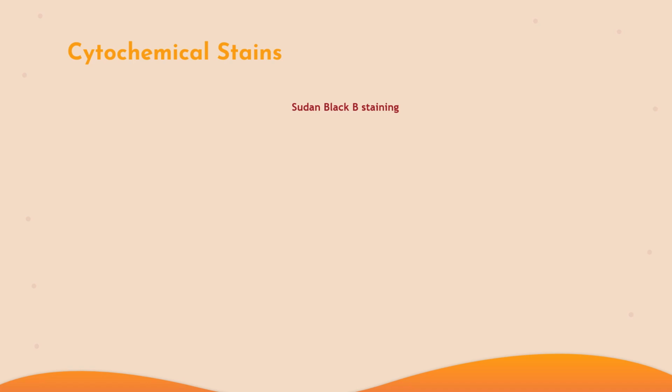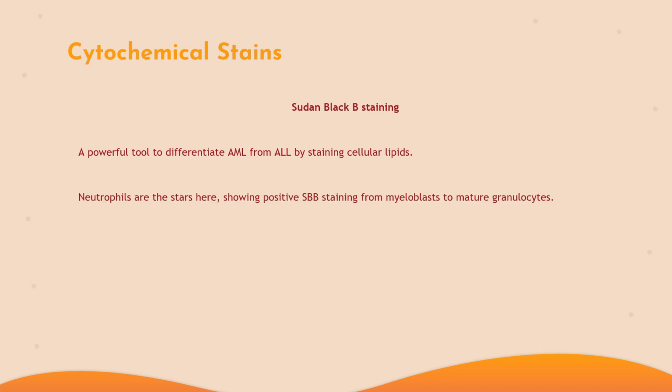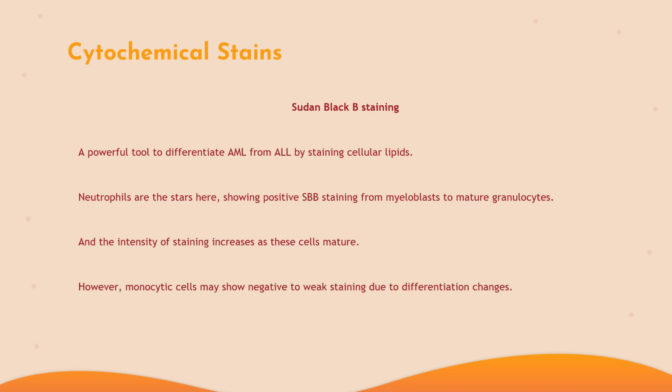Moving on to Sudan black B staining, a powerful tool to differentiate AML from ALL by staining cellular lipids. Neutrophils are the stars here, showing positive SBB staining from myeloblasts to mature granulocytes. And the intensity of staining increases as these cells mature. However, monocytic cells may show negative to weak staining due to differentiation changes. Lymphoid cells, on the other hand, generally do not stain with SBB.